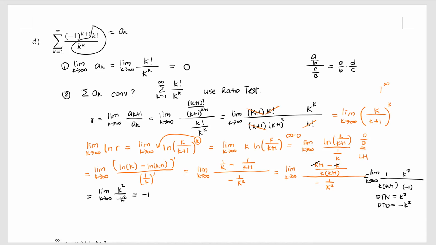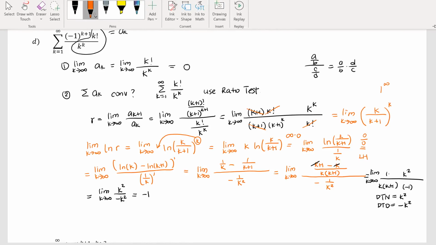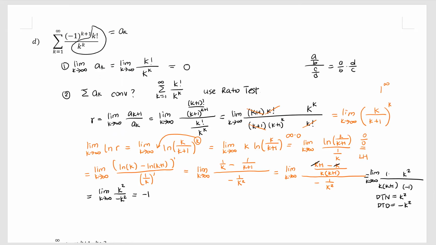Is my r equal to negative 1? No, be careful. Our r is e to the ln of r. So ln of r has limit minus 1. So my r is 1 over e. So 1 over e is less than 1.